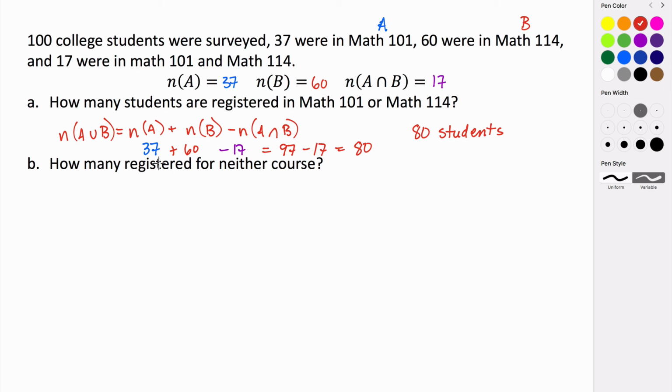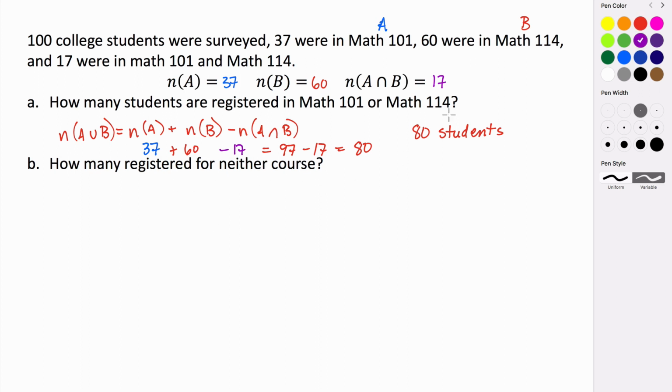Question B is asking how many of these college students registered for neither Math 101 nor Math 114. Maybe they're a student who has already taken their math or met their math requirement, so they don't have to take a math. How many are in neither?